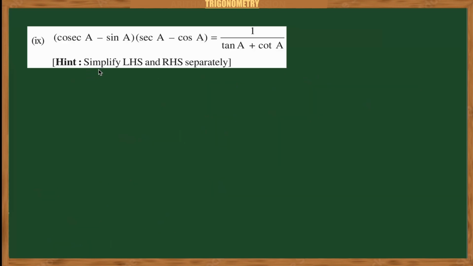Okay, students, let's read our next question. Cosecant a minus sin a into secant a minus cos a is equal to 1 by tan a plus cot a. As I have been saying, whenever you see this format, try to convert it by dividing into sin and cos. So first thing is, try to see if you can put one of the formulas. If not, try to simplify by dividing it, and then again see.